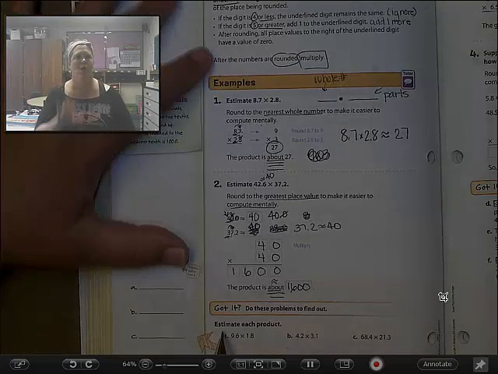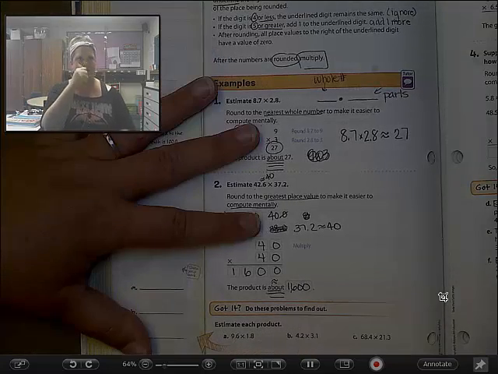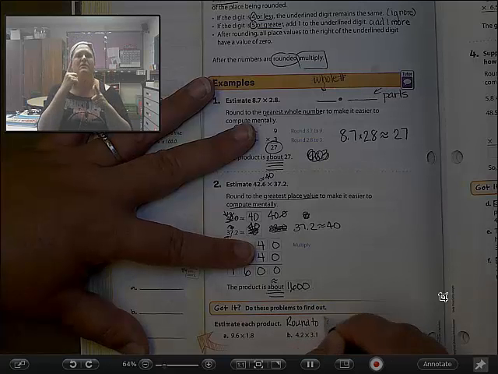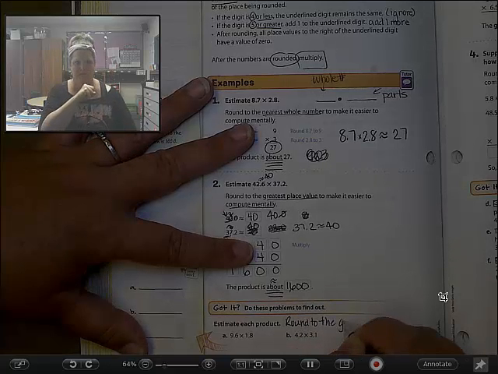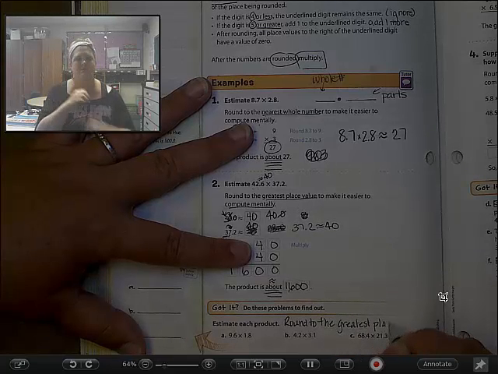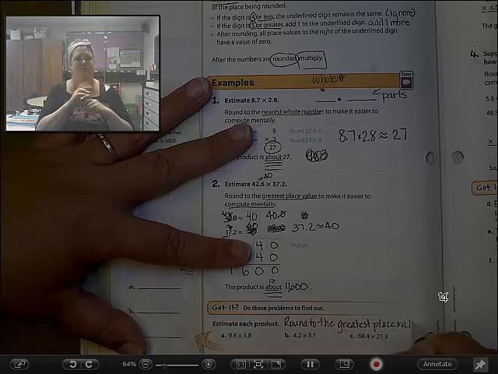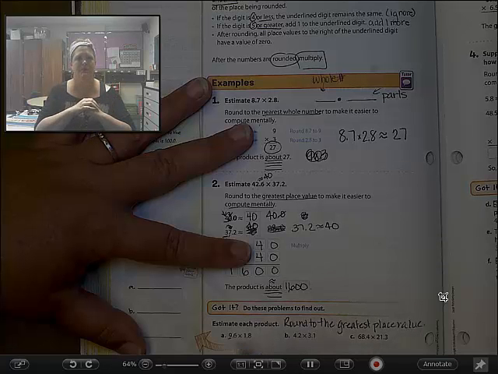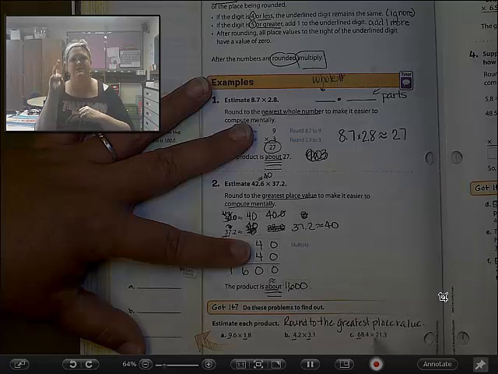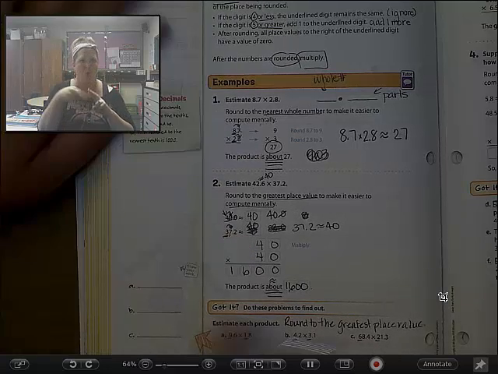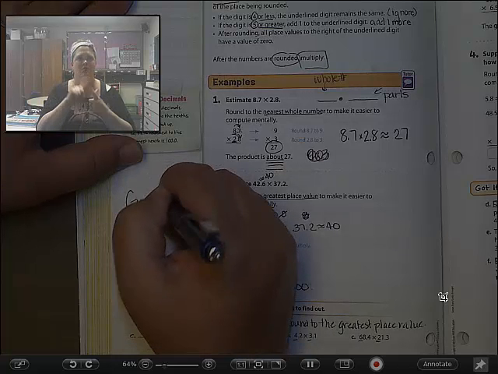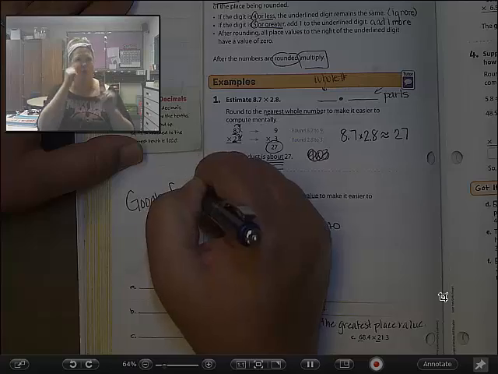On these, it says estimate each product. If you're paying attention, you should be telling me what to write. If you're not telling me what to write, you're not invested. Round to the greatest place value, and subtract the digits in the same place value. Ones with ones, tens with tens. And again, you're going to put your answers here, so you don't go cattywonka with your shirt.